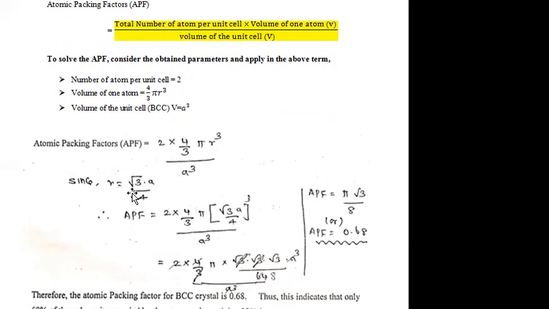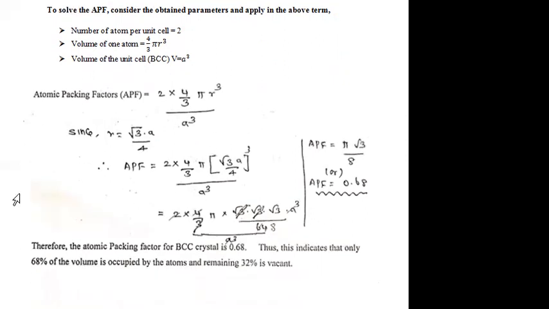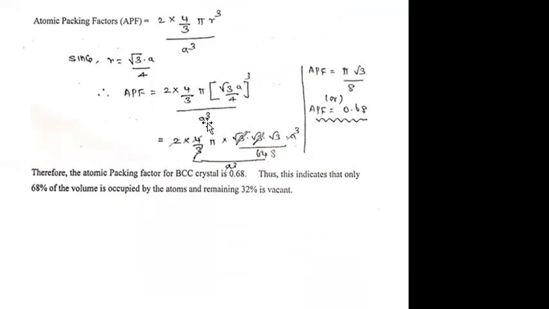Substituting the value of R in the formula, we get APF is equal to 2 into 4 by 3 pi. Instead of r cube, we substitute root 3 A by 4, the whole cube, by A cube. After cancelling the parameters, finally we get APF is equal to pi root 3 by 8, or the atomic packing factor is 0.68.